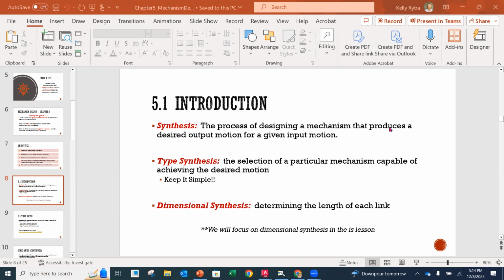Now, the specific type synthesis is, once we know the motion that we need, whether it's linear or oscillating, we're able to pick the type of actual mechanism that we're going to be using.